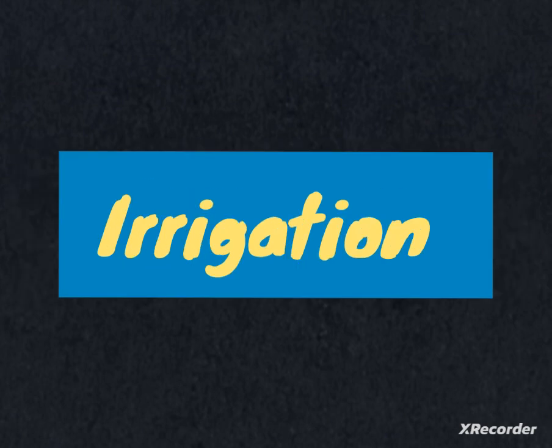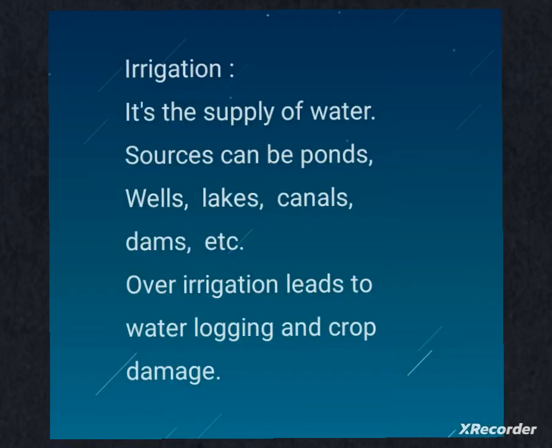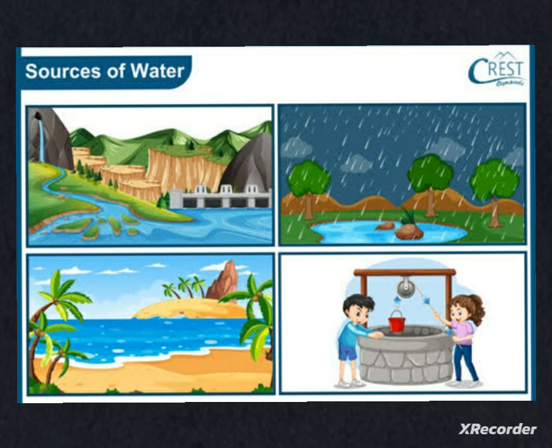Today let's know about the next step of the agricultural practice, that is irrigation. So what do you mean by irrigation? Irrigation is supply of water. Sources of water can be wells, ponds, lakes, canals, dams, etc. Over irrigation may lead to waterlogging and damage the crop. So the irrigation is an important step in agricultural practice.